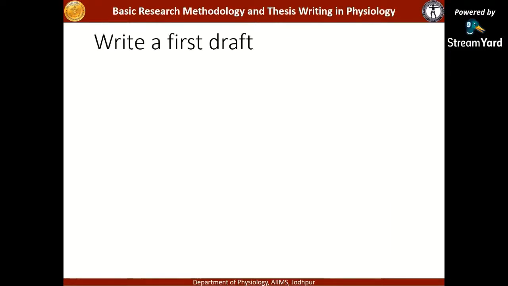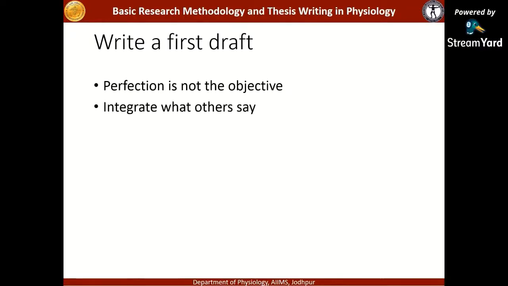Now write a first draft. Perfection is not the objective in the first draft. I don't see any of us or the experts who can write their manuscript perfectly in the first draft. Some of them, yes, but I can say that 80 to 90% of researchers cannot write the perfect manuscript at first draft. So when you are writing your first draft, perfection is not the objective.